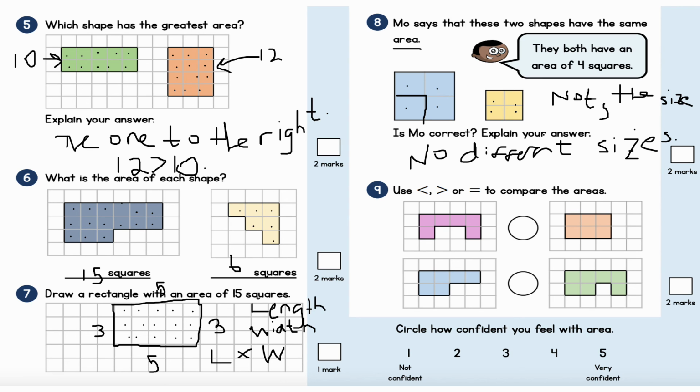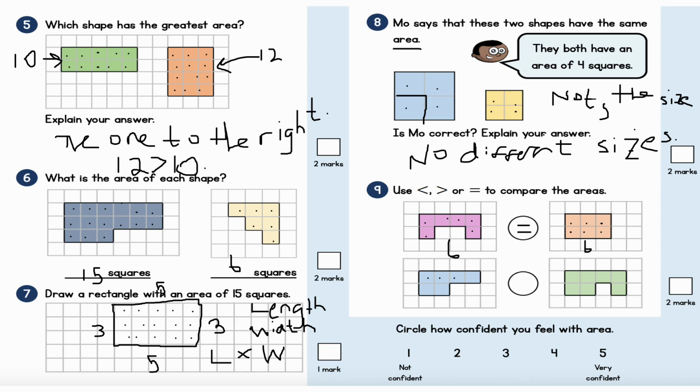This is question number 9. Use less than, greater than, or equal to compare the areas. We're counting our squares 1, 2, 3, 4, 5, 6. That's also 6. 6 is equal to 6, so it is the same area, same size.